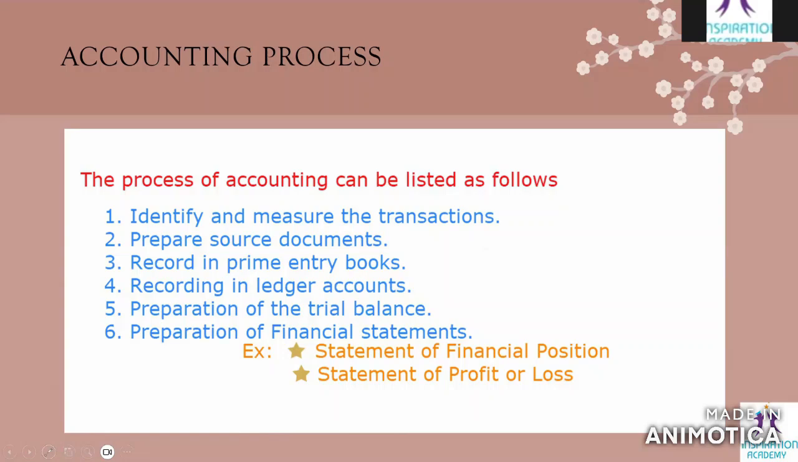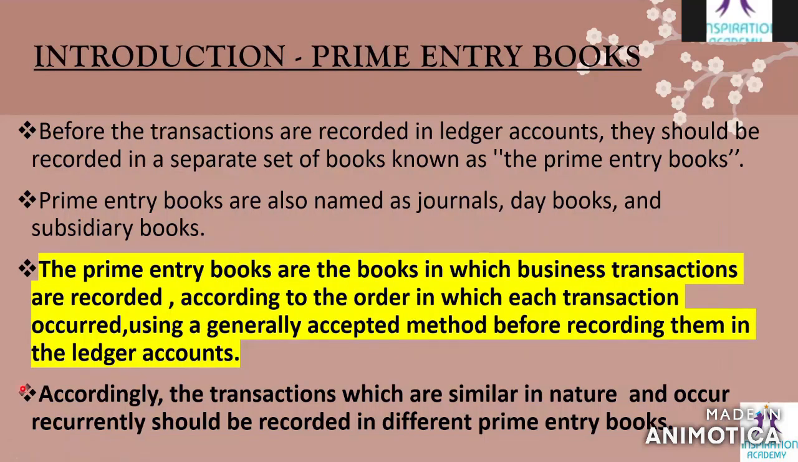Next, we will be discussing prime entry books, the introduction. Before transactions are recorded in ledger accounts, they should be recorded in a separate set of books known as the prime entry books. The prime entry books are also called journals, day books, and subsidiary books. The prime entry books are the books in which business transactions are recorded according to the order in which each transaction occurred, using a generally accepted method before recording them in the ledger accounts.